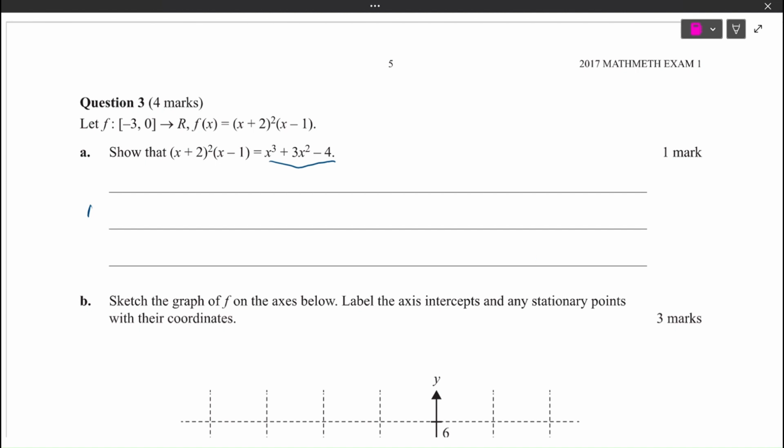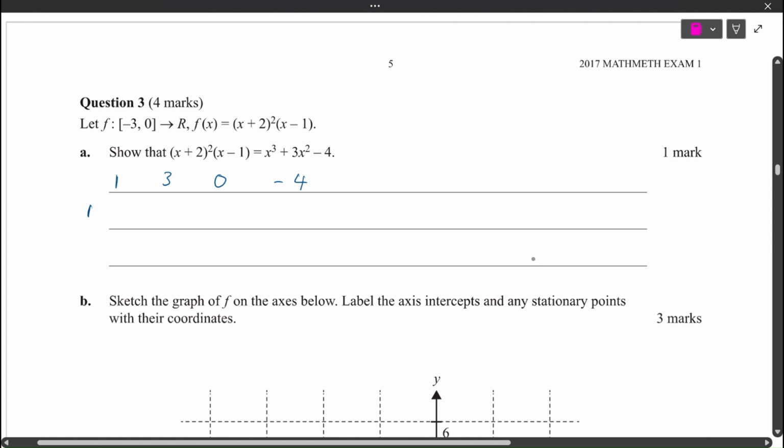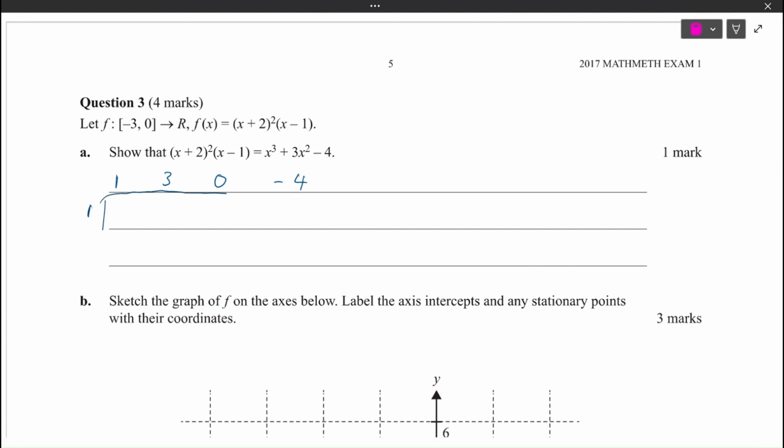So we have 1x to the power of 3 plus 3x squared plus 0x, because there's no x expression, and then minus 4. And then this is what we do. Drop the 1 down there. 1 times 1. So we times this expression here, these ones, and then add.